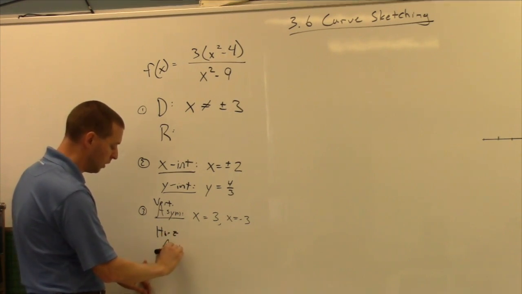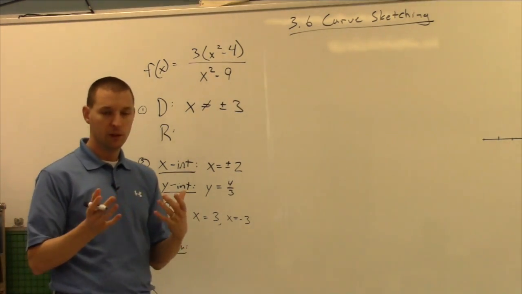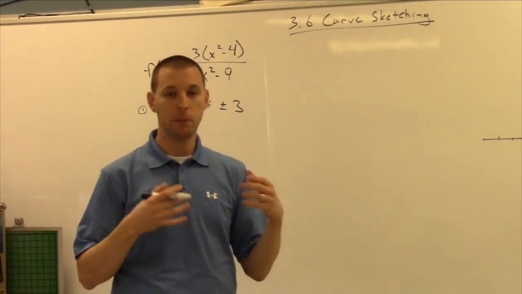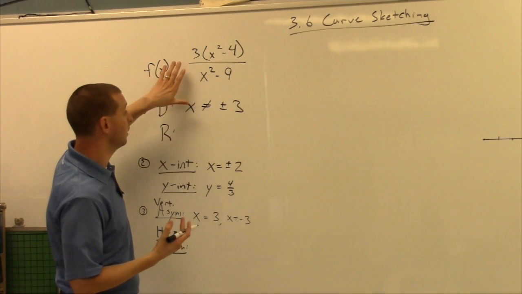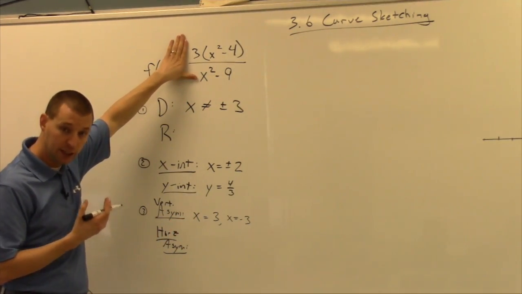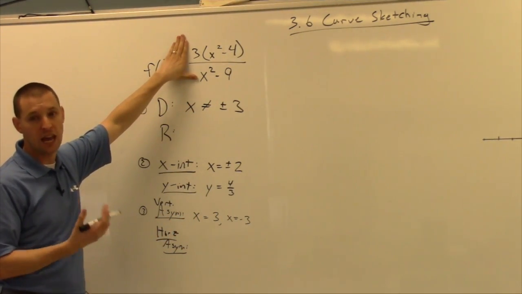Horizontal asymptotes. Okay, now remember, this was that last section that we talked about, limits toward infinity, where we're taking a look at my function and evaluating the limit as this approaches positive infinity, as well as the limit as this approaches negative infinity.